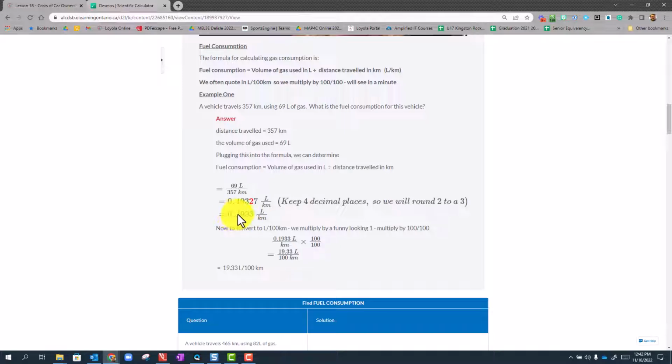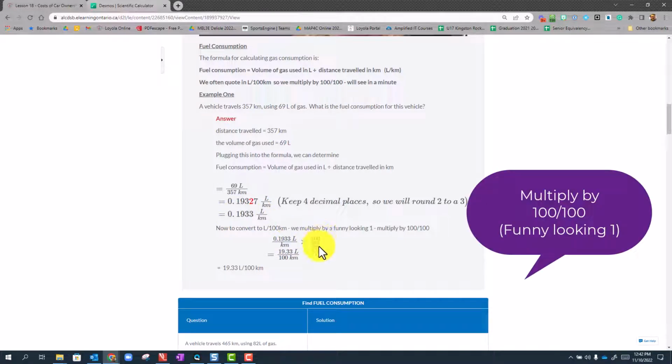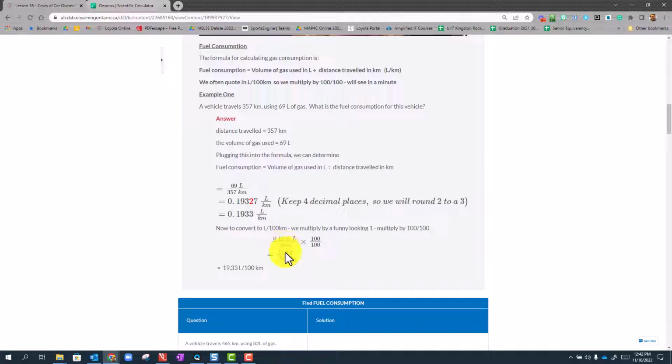We're going to use this in calculations later on, but we often will put on websites or on car stickers liters per 100 kilometers because the number here is so small. And all we're going to do is multiply by 100 over 100. So 0.1933 times 100 ends up being 19.33. And on the bottom, the 100 times kilometers is just 100 kilometers. So I multiplied by this funny looking one. It doesn't change anything, just makes it look a little bit different because I did the same to the top and the bottom. So 19.3 liters per 100 kilometers.